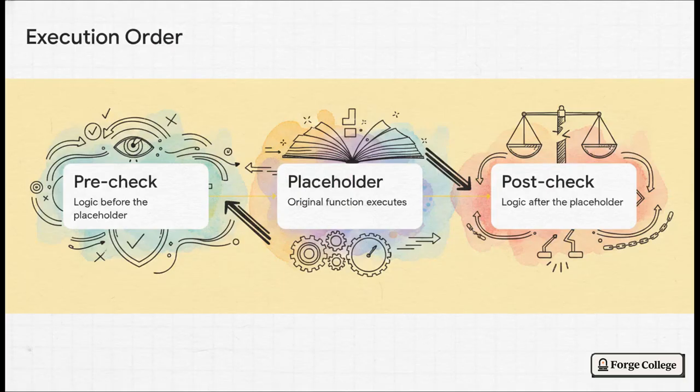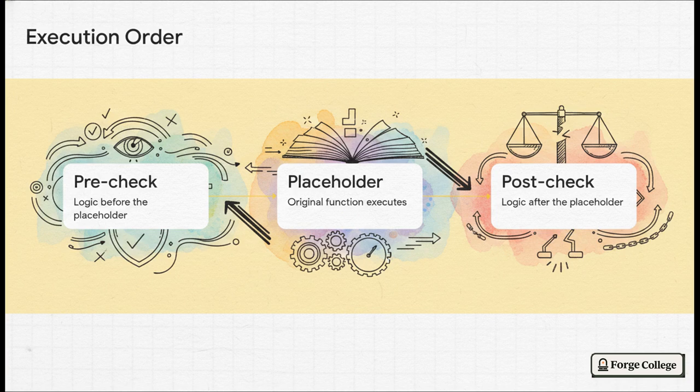To make that super concrete, let's walk through the exact chronological steps of how this executes. Step 1 is the pre-check. This is any code you wrote in the modifier before the placeholder. It always runs first, and usually this is where you check permissions or user balances. Step 2 is the placeholder itself. This is where your core function body actually executes. And then step 3 is the post-check. And yes, you can actually write code in a modifier that runs after the underscore semicolon.